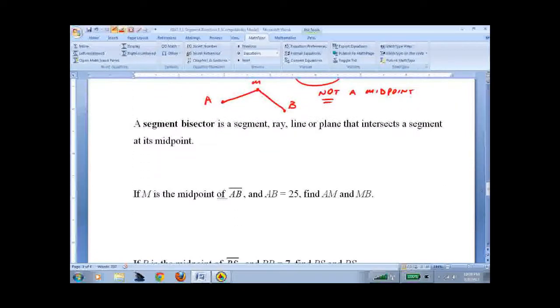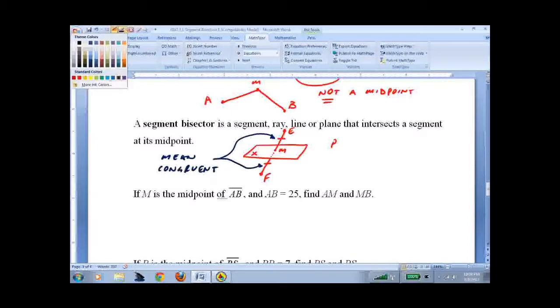A segment bisector is a ray, line, or plane. Let's make it a plane for a change. It cuts this segment. Call it F, E, and hits at M. It's plane X. We would say, assuming that these two are congruent, and that's what these little signs mean. They mean congruent. And again, congruent is just equals for shapes. It just means the two segments have the same length.